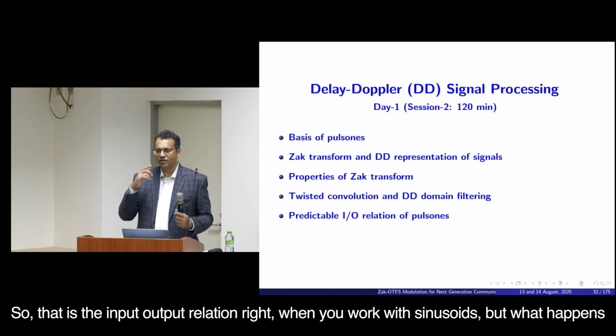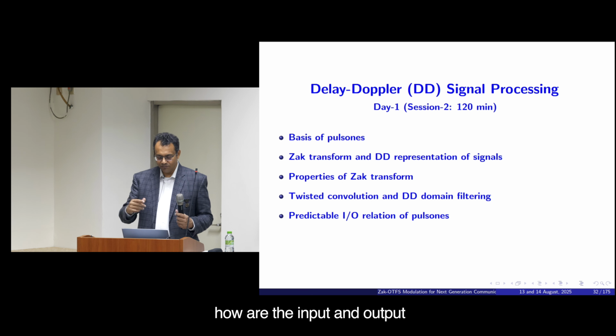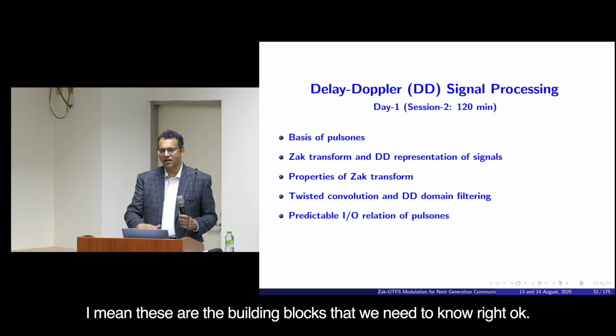But what happens when you have pulsons and you have a doubly spread channel? How are the input and output related? So we'll see all these basics. I mean this is like building up to Zak OTFS modulation. I mean these are the building blocks that we need to know, right.